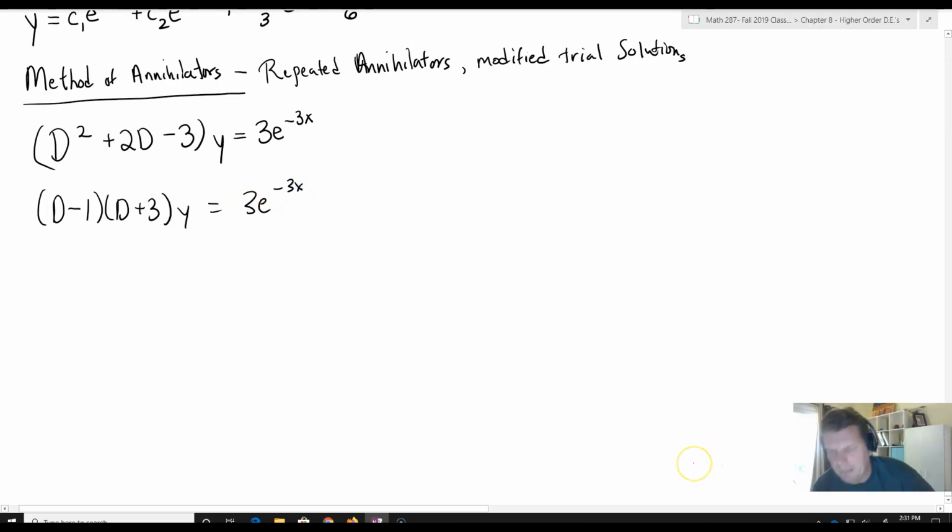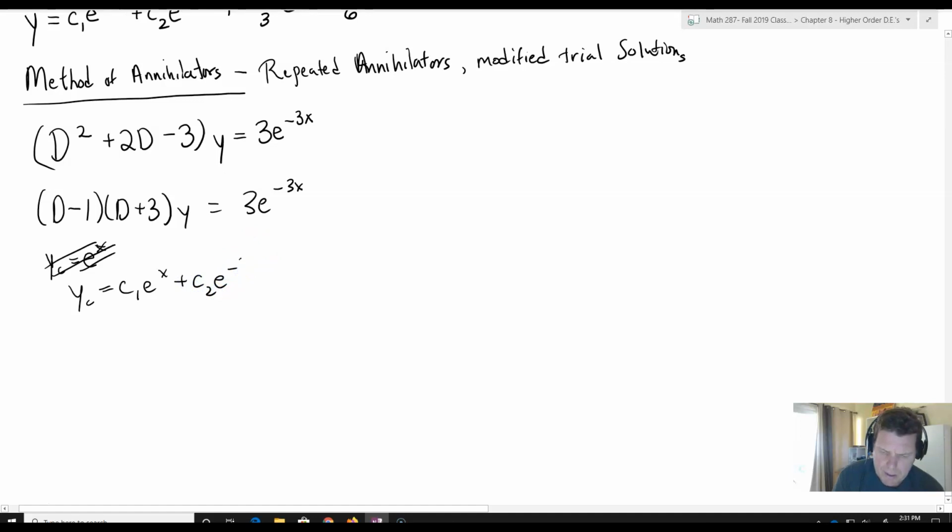We've been doing homogeneous differential equations with constant coefficients long enough to know that this is going to give me a complementary solution of y complementary equals c1 e to the x plus c2 e to the negative 3x. Okay? But then we notice that we have negative 3x. E to the negative 3x is both a part of our non-homogeneous part and also a part of our complementary solution. And so my trial solution can't be just e to the negative 3x, right?